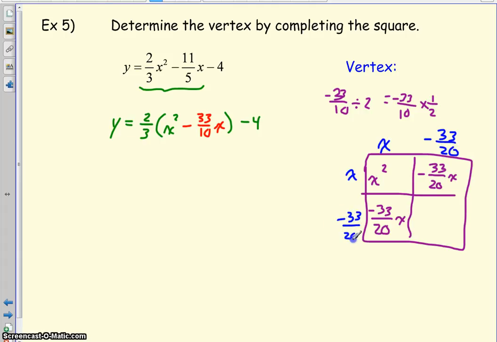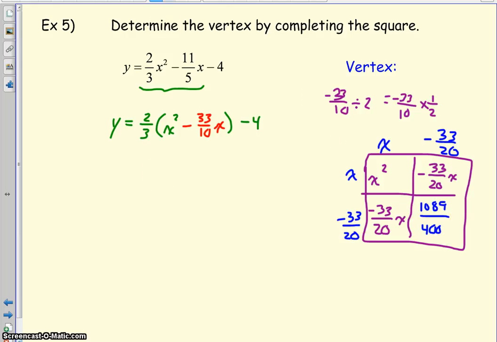Now, as ugly as this gets, again, just follow the array and everything's going to work out nicely. So that means in the bottom right down here, I have negative 33 over 20 times negative 33 over 20 gives you 1089 over 400, which again looks very, very ugly, but just follow the array, everything will work out.